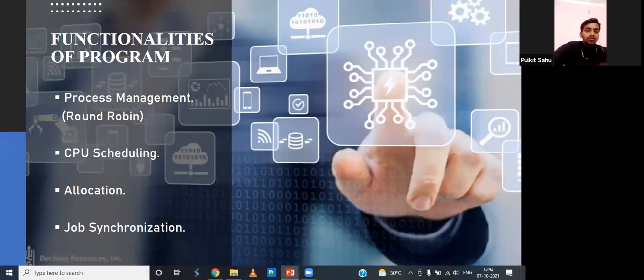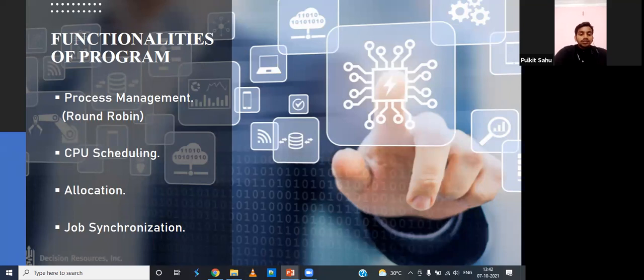So now let's talk about the functionalities of our project. Basically, process management uses the round robin algorithm, which is a preemptive algorithm, and it gives a result of turnaround time and waiting time, using the burst time and the arrival time. Next is CPU scheduling. CPU scheduling is one of the core processes which manages the data.